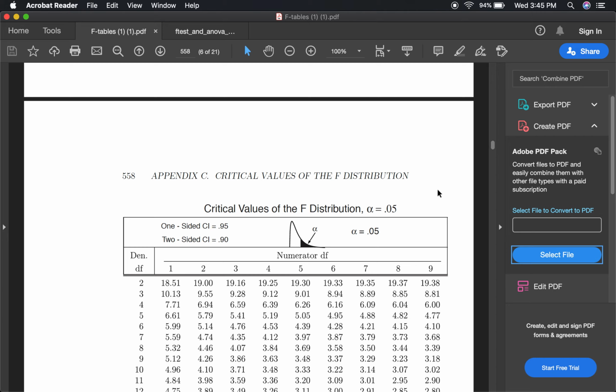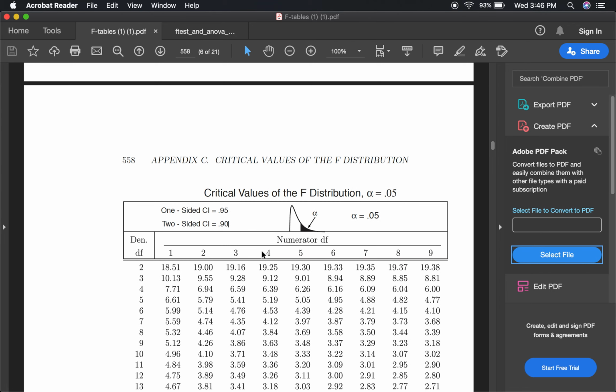So because we force the F-stat to be bigger than 1, we only look to the right. We don't look to the left. And so we're only looking on one side of the ratio where they're equal. So it's similar to a one-sided hypothesis test in that way, but we're doing a two-sided hypothesis, so that's why you see this alpha equal to 0.05 here, but you see a two-sided confidence interval of 90%.